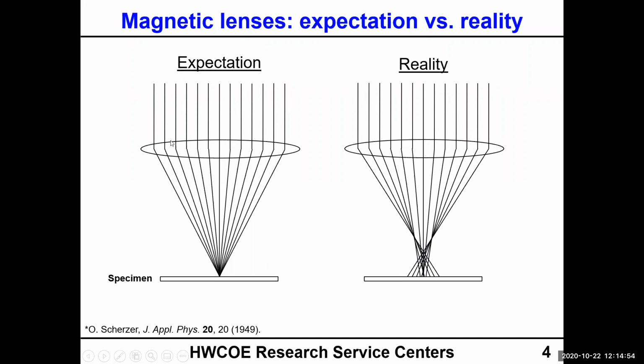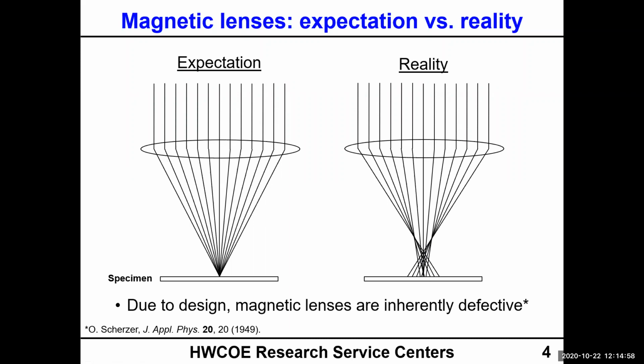There's another slide I'll show you about that specifically. So expectation versus reality. And this is unfortunately simply a result of the design of magnetic lenses. Otto Scherzer, who anybody who is very familiar with TEM knows and loves and holds up as one of the heroes of TEM, he actually mathematically proved this just due to the inherent design of the lenses.